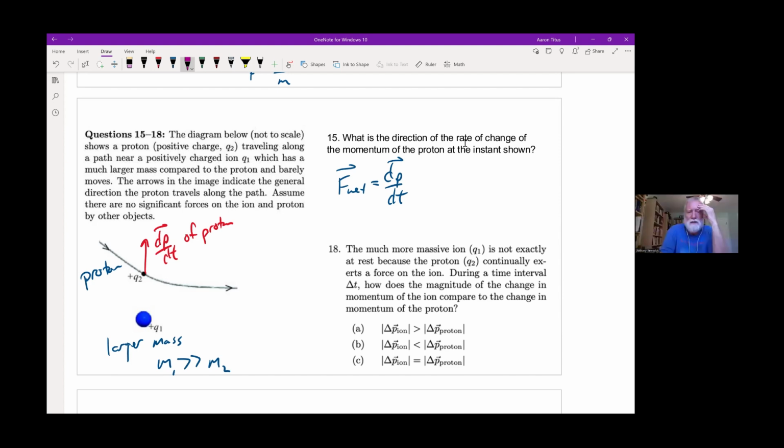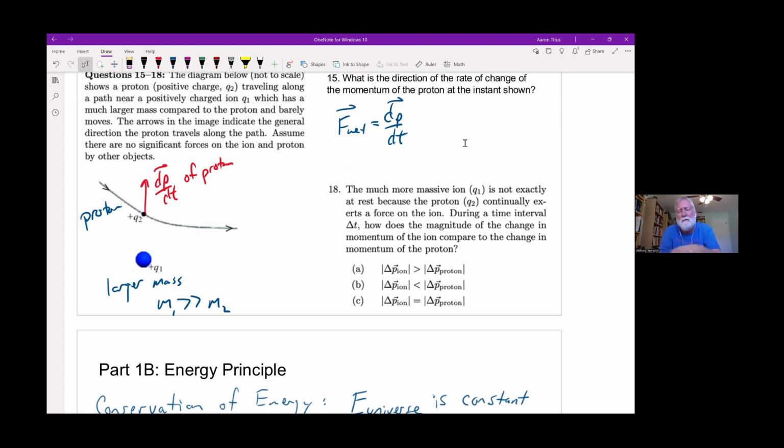Well, I would think because you could ask a third question: during the time interval delta t, how does the magnitude of the change in velocity of the ion compare to the change in velocity of the proton? The change in momentum is the same because the force is the same, but the change in velocities will be different because the masses are different.